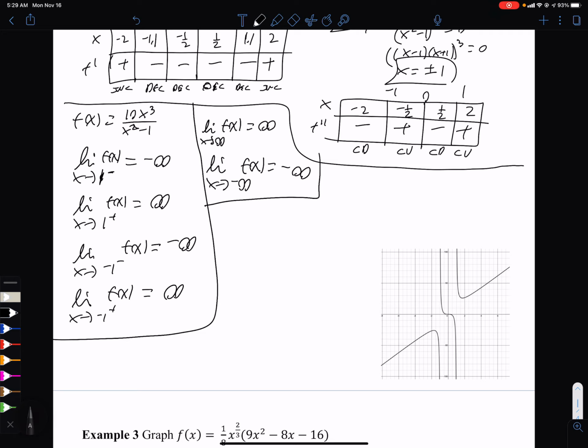No, we're not done. So x and y intercepts. To get the x-intercepts, you set y equal to 0. So you get 0 equals 10x cubed over x squared minus 1. And that equals 0 when the numerator is 0. So that gets you x equals 0. That's the x-intercept.